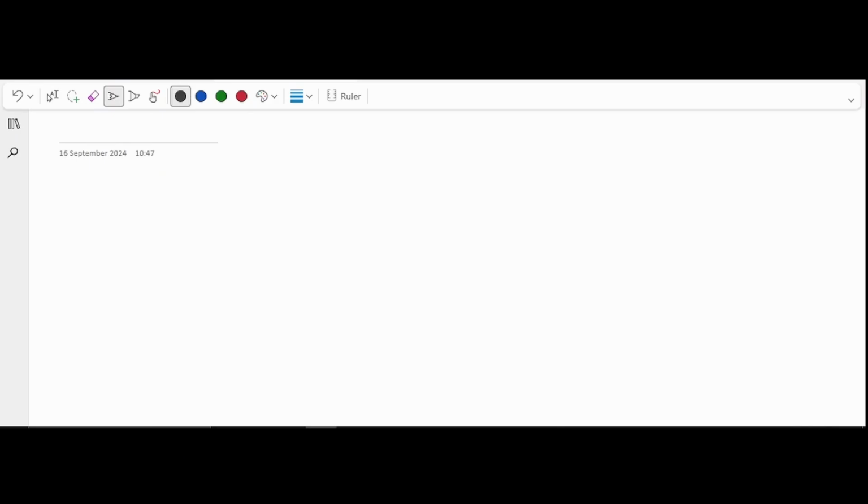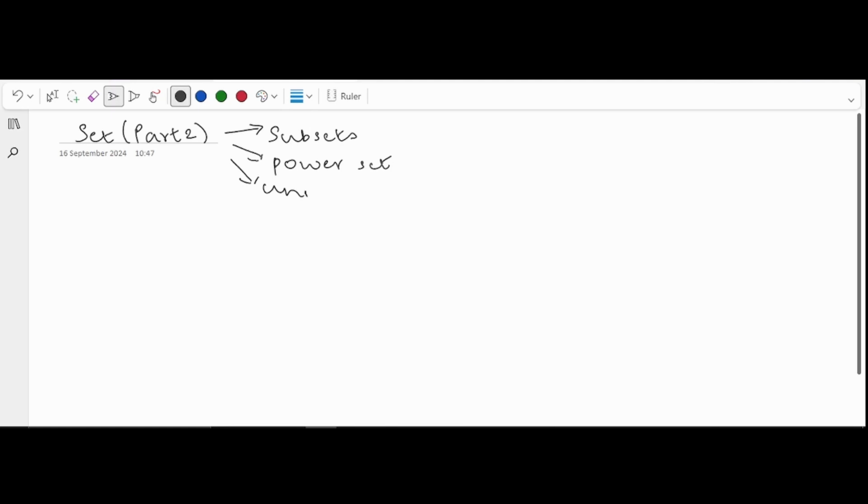This is the second part of the set theory. In this, we are going to learn some of the topics that are important in set theory. We are going to learn about what subsets are, then the power set, and lastly, the universal set.